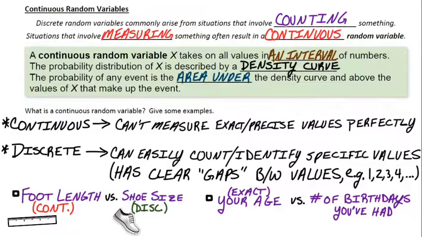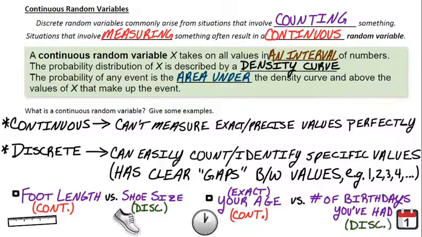So your exact age, again, that's something you would have to measure with, say, a stopwatch, or you're watching a clock, which makes this continuous. It's hard to put your finger exactly on how old you are at any given moment. Whereas the number of birthdays you've had, that's pretty obvious, right? How old are you? That's the number of birthdays you've had. That would be a discrete random variable.